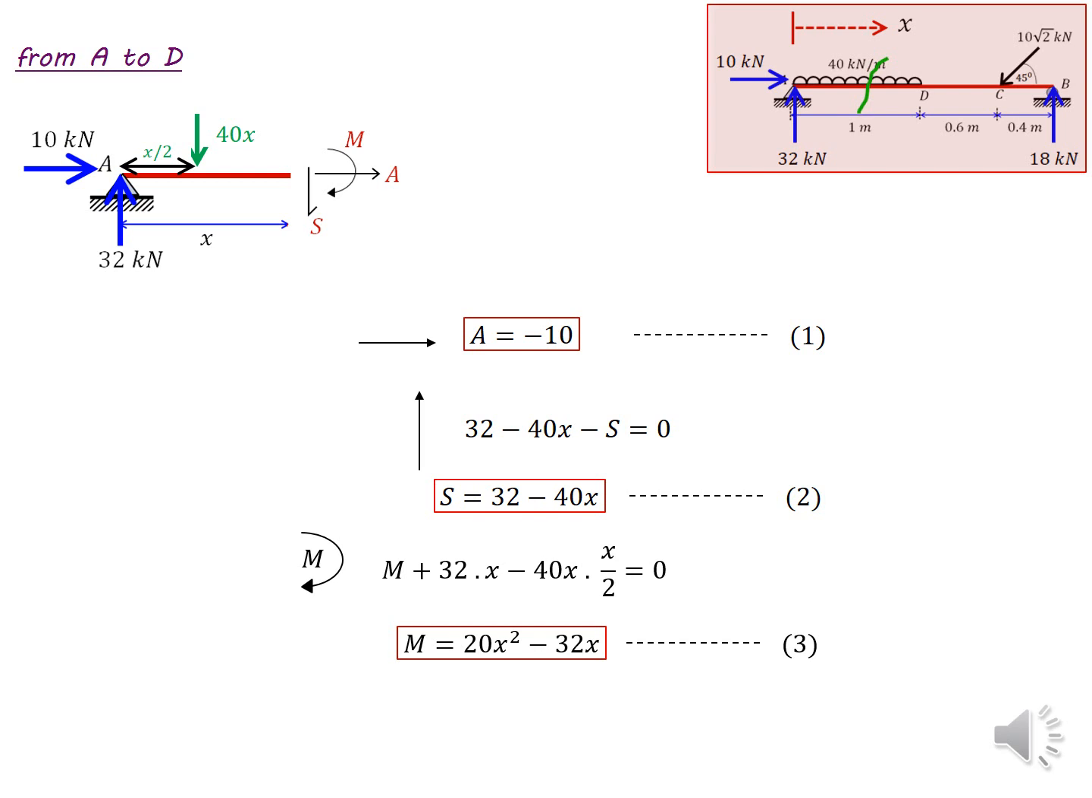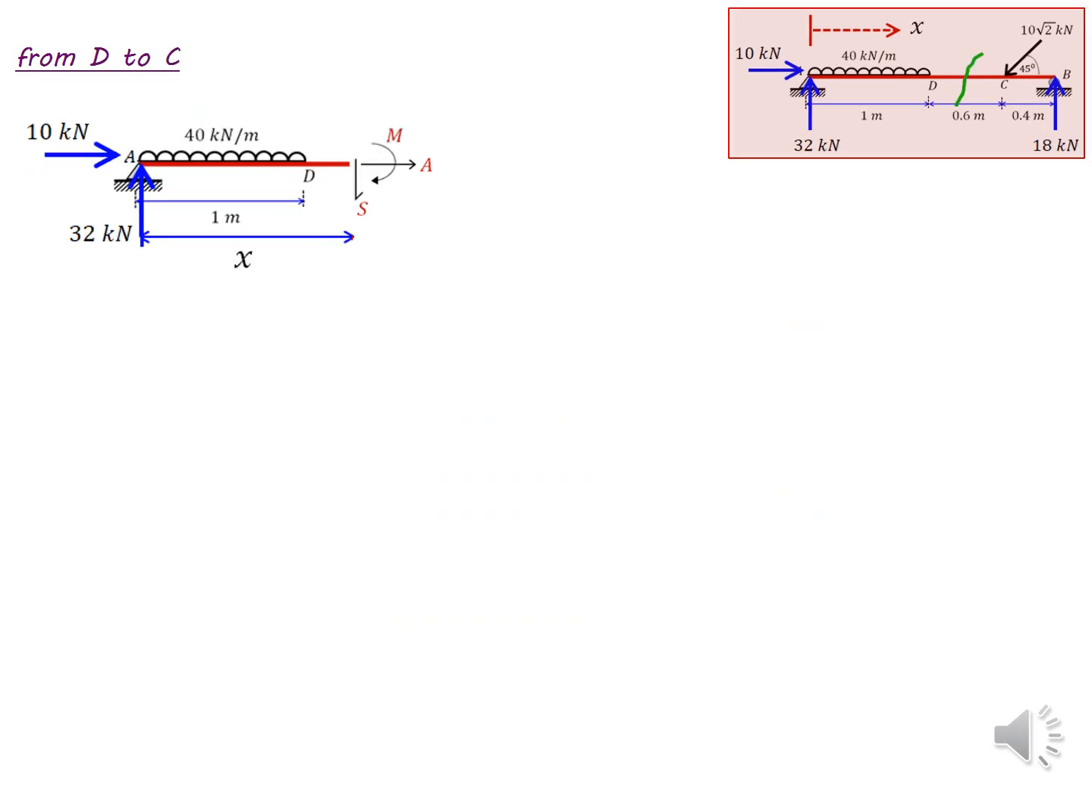So you can see now we have derived three equations for the axial force, shear force and bending moment respectively. These three equations are valid, as I said before, only from A to D of the beam. So these equations represent the internal force variation between A and D.